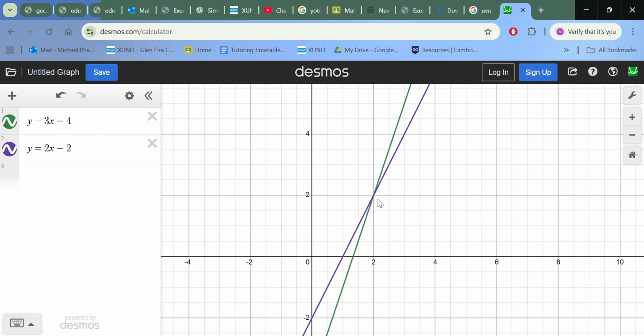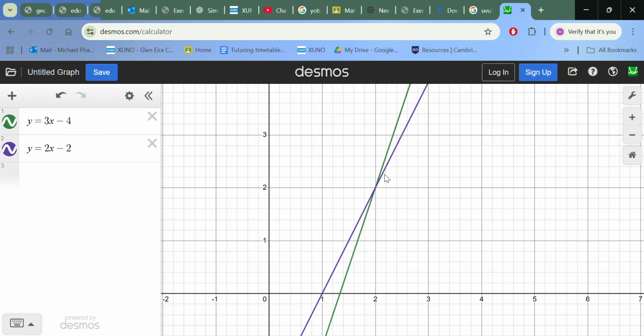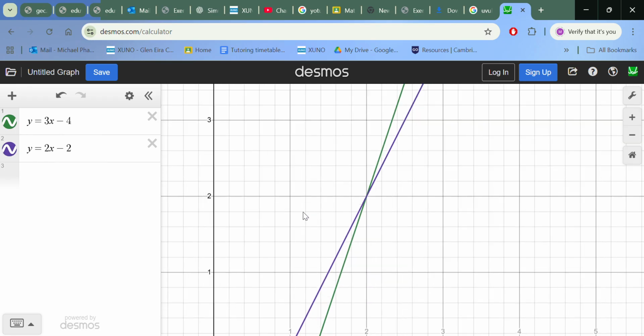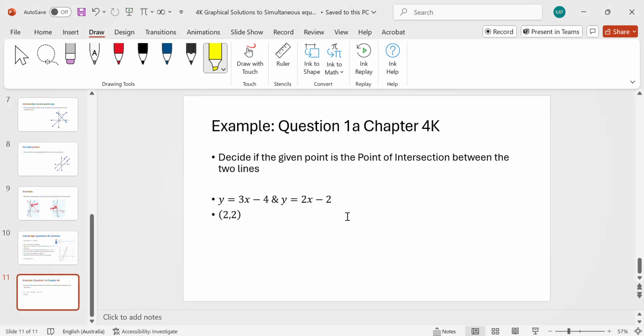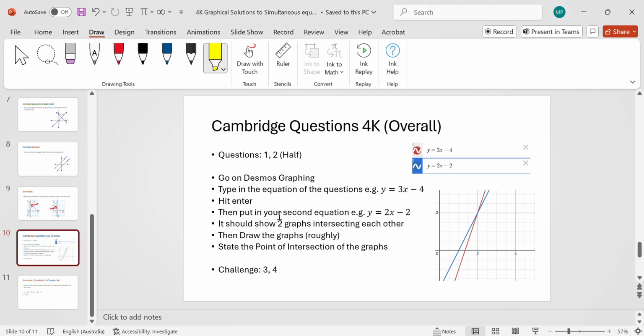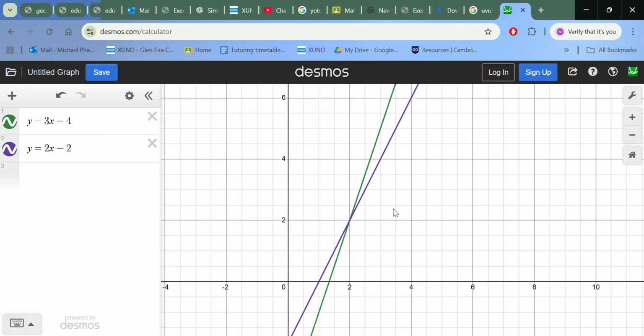So if you just have a look at our graph, just look at where the green and the blue line intersects with each other. And you're just going to click on that point specifically. Now, as you can see, it will give out the coordinate points 2, 2. So with that in mind, you can now just draw the graph. Just draw the graph slightly, okay?